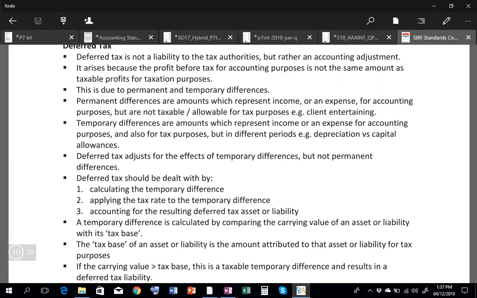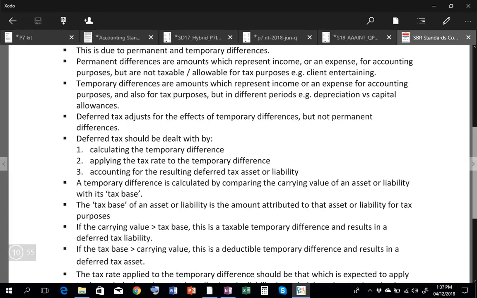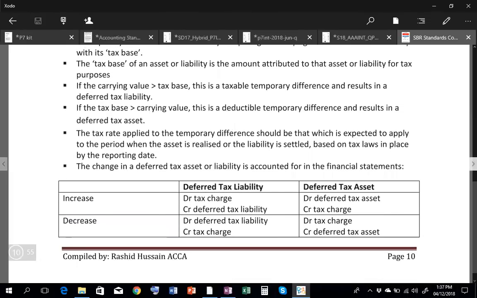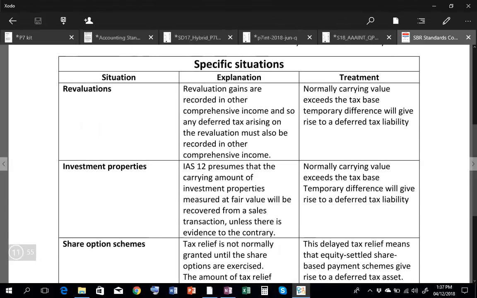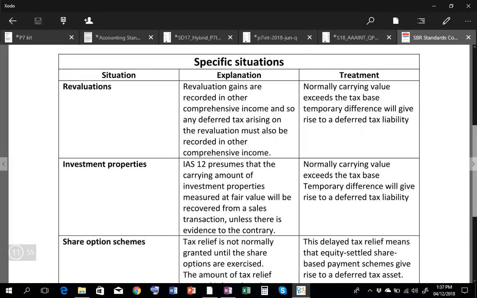But obviously the examiner is not going to ask you about deferred tax straight away. You will have a specific situation in the exam, and in relation to those situations, you are required to write their deferred tax implication. For example, if you are talking about revaluation, when we revalue, the carrying value of an item becomes bigger than the tax base, and that gives rise to a deferred tax liability. Similarly, if they have some investment property, the same treatment of deferred tax liability applies.